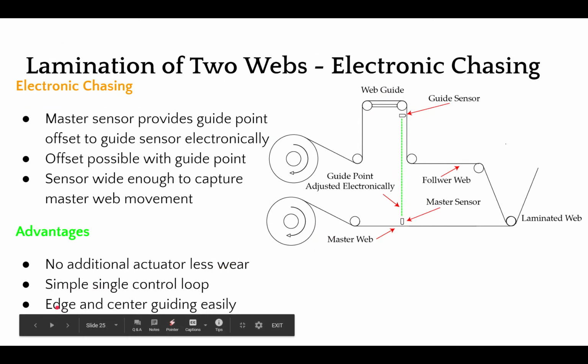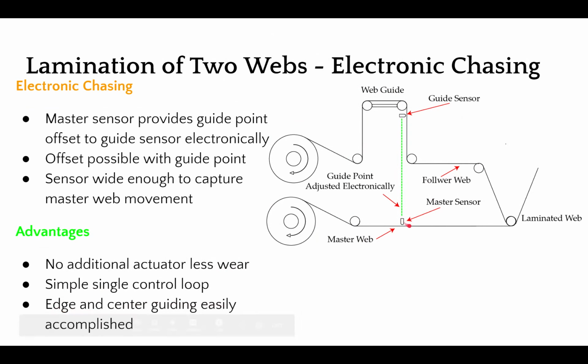We can also do center guiding with this. So you can technically have two master sensors and take the average of those two measurements and take that as the center line position and provide that as a feed forward offset to this edge sensor, which can be single sensor or two sensors.